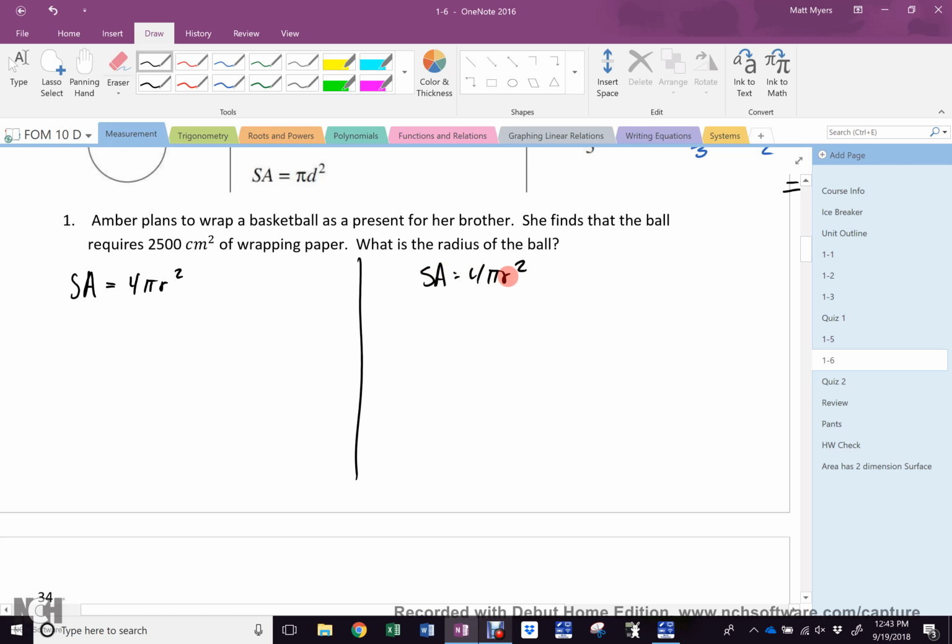So what number can I write in here? 2,500. Where? SA or R? SA. SA, 2,500 equals 4 pi r squared. Now I need to find R. This is the second thing I am checking. Can you do algebra?